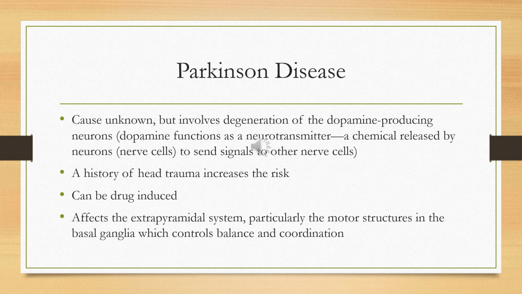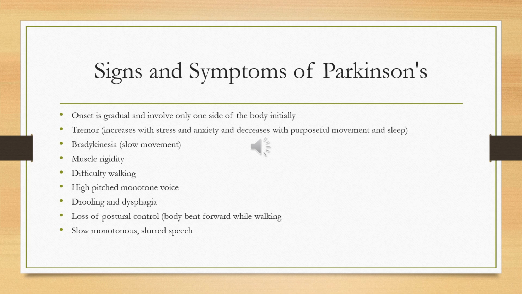So it affects the extrapyramidal system, which influences the initiation and completion of movement. As you'll see with some of the signs and symptoms, the movement is affected with Parkinson's disease. There are several signs and symptoms you'll notice. The onset is usually gradual and starts with maybe just one side of the body.